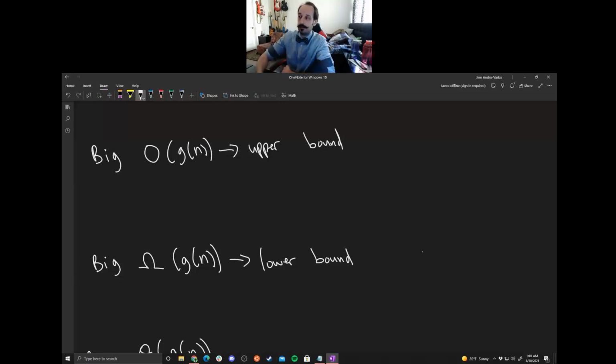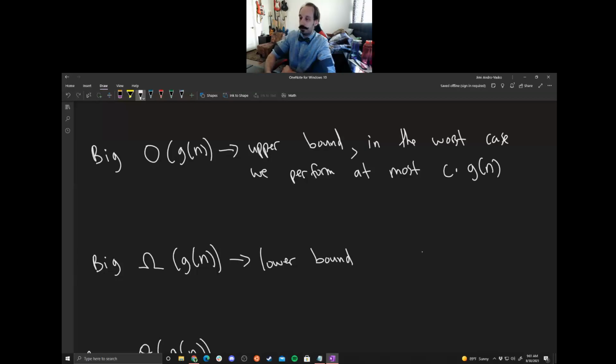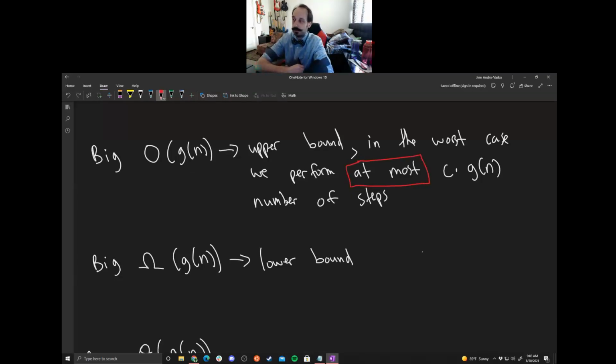So when I say O of g of n, that means in the worst case, we perform at most C times g of n number of steps. At most is the key word here. You'll never do more than this. You could do less, but at most, C times g of n. It's an upper bound. So in the worst case, at most this many steps will be performed.